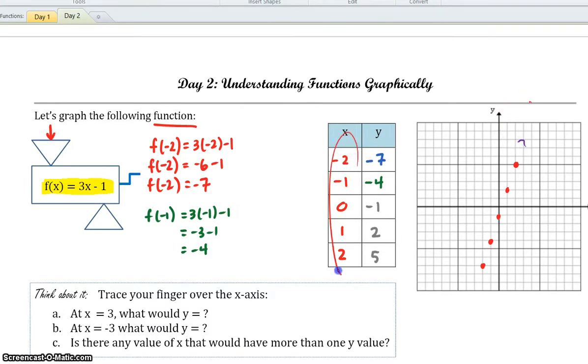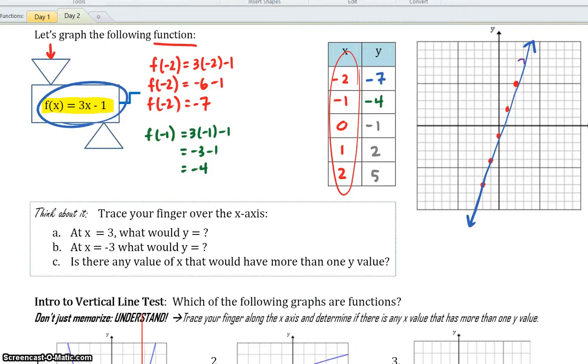Because we chose these values, we could have chosen anything. We could have chosen a half and found a point, -1/2 and found a point, -20 and found a point. But we don't need to find all of them. Once we get the general shape, we can draw the line through the points and assume that this is the graph of our function. So next I ask you, at x equals 3, what would y equal?